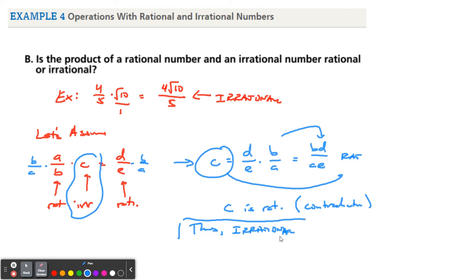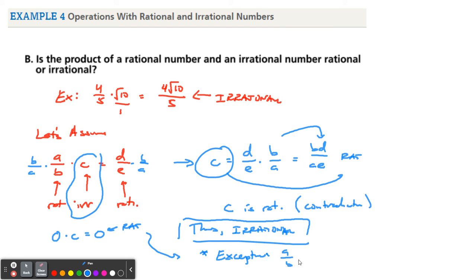Now, there is one exception. If we were to multiply this irrational number by 0, so if A over B were 0, then you would get 0, because anything times 0 is 0. If you did 0 times C, you get 0. That's a rational number. So this is the only example where you would get a rational answer. The only exception is if A over B equals 0, then the answer is rational.